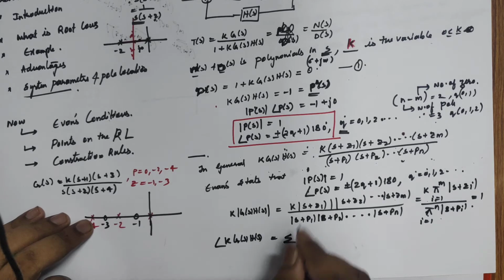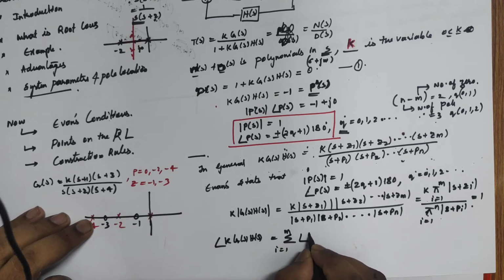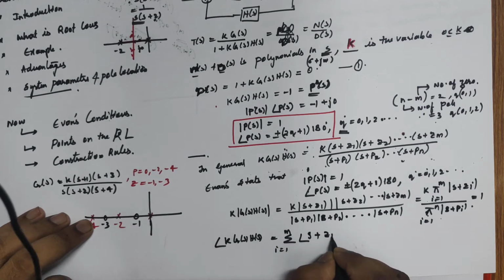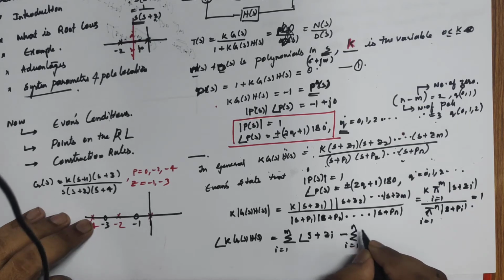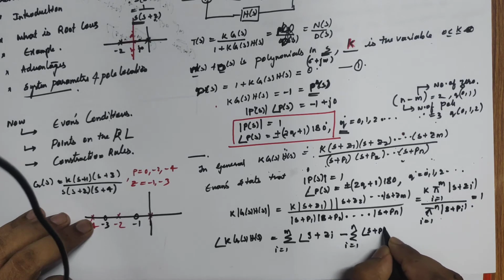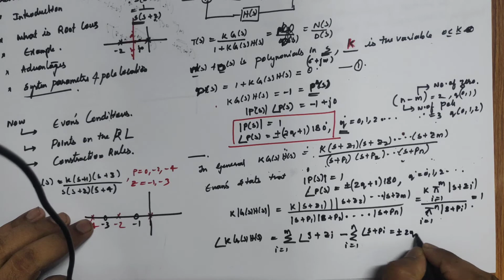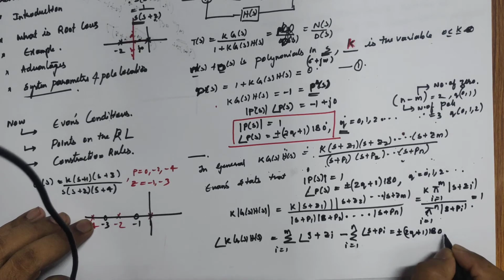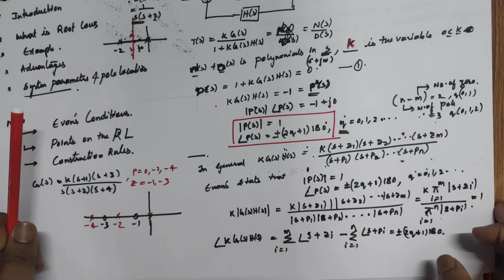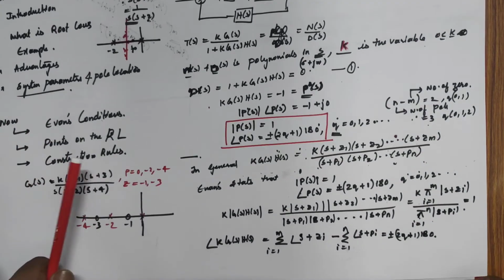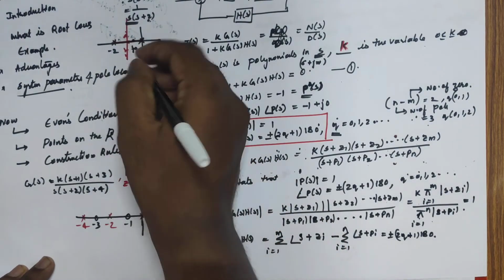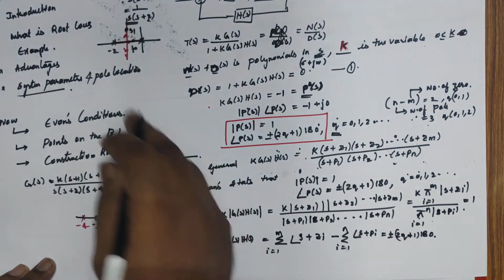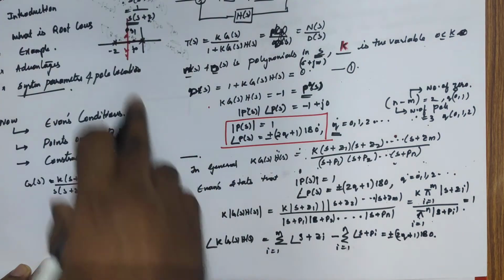And again the angle condition should be satisfied: the sum of the angles of the zeros, from i equals 1 to m, is taken as positive, minus the sum of the angles of the poles, which equals plus or minus (2q plus 1) into 180. This is the criteria the point s0, let us say s1, should meet. If my s1 is on the root locus, it should follow this criteria.